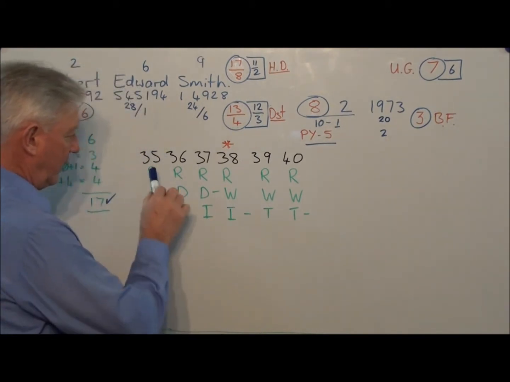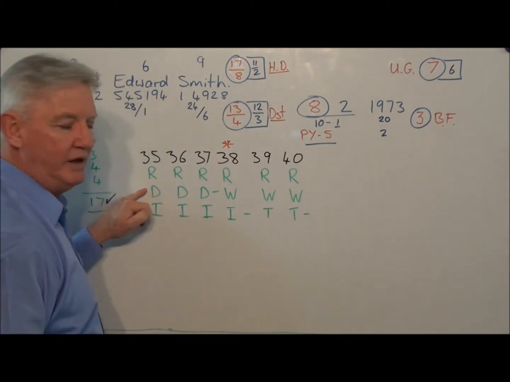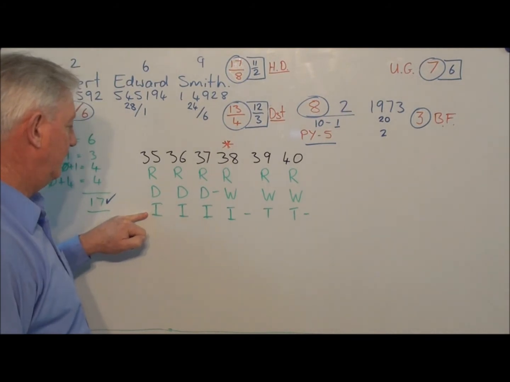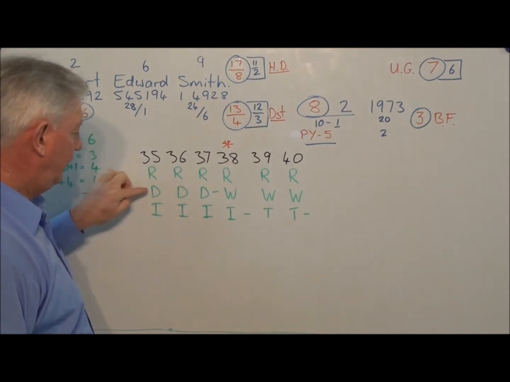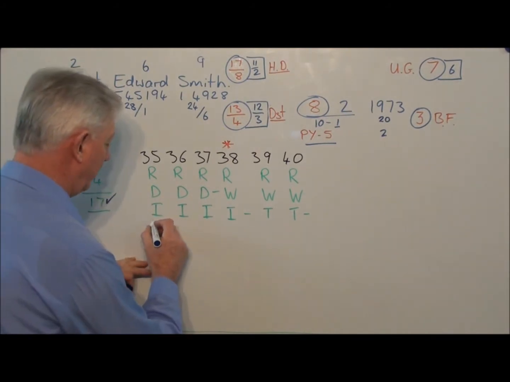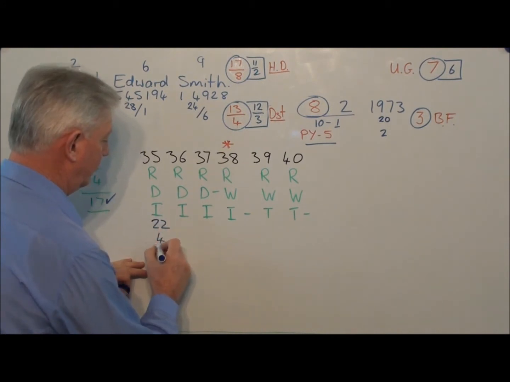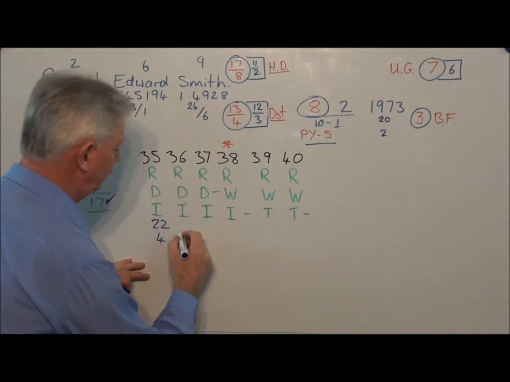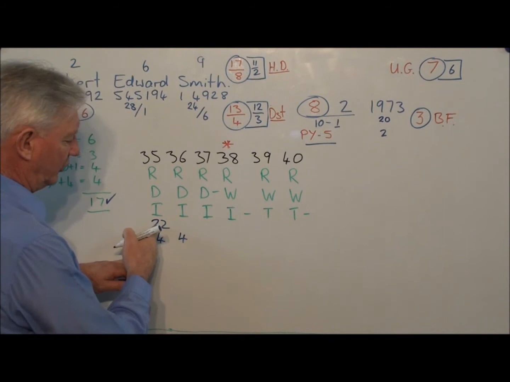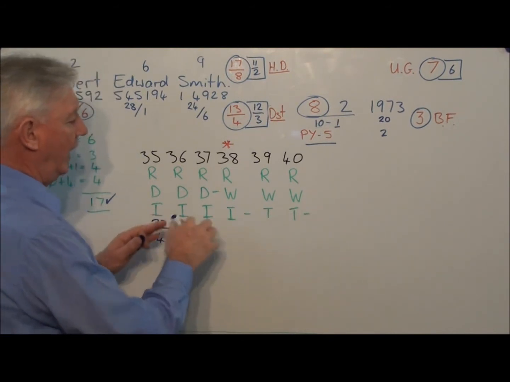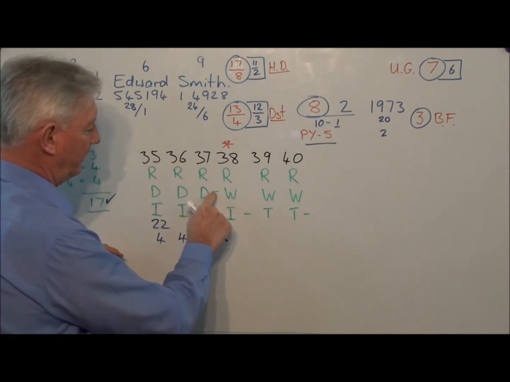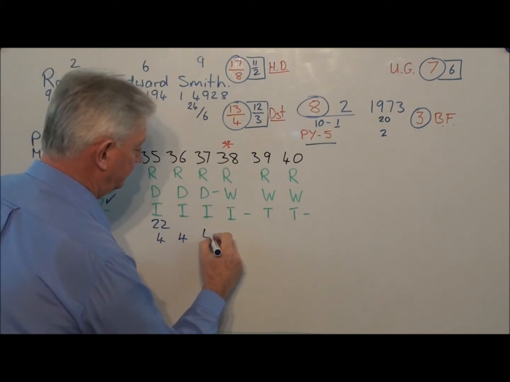Okay, R has a value of 9, D has a value of 4, and I has a value of 9. So 2 9s are 18, and 4 is 22. And that's a 4. The same applies for the next year, 4. Once we've got 22, we don't need to repeat that until there's a change, which is coming up. The third one here, it's the same.